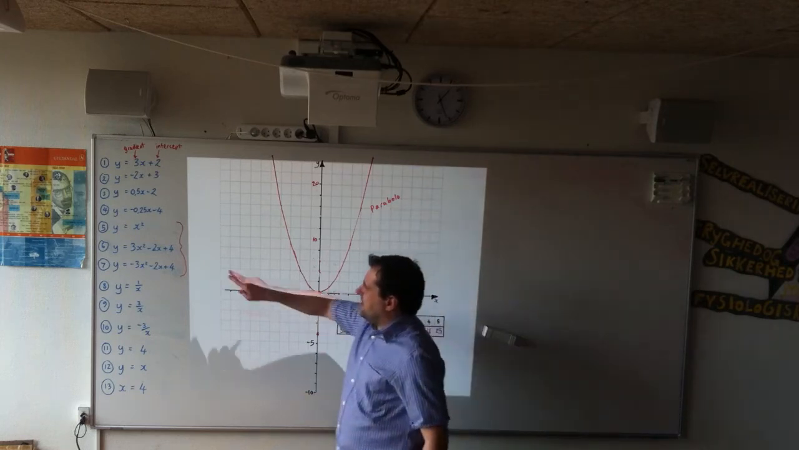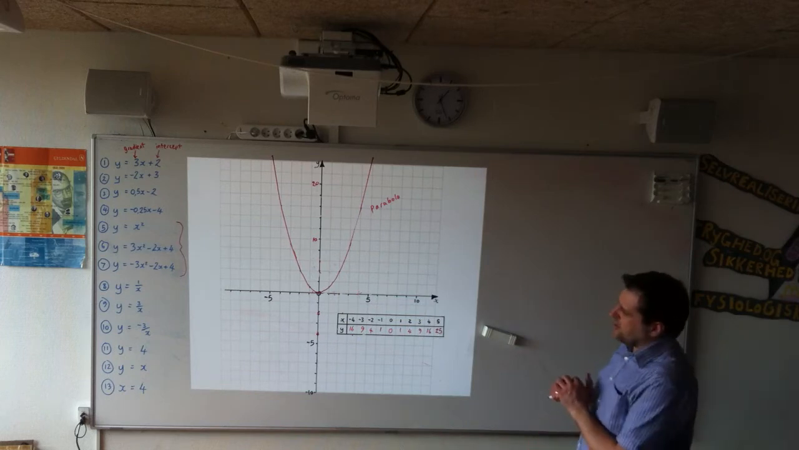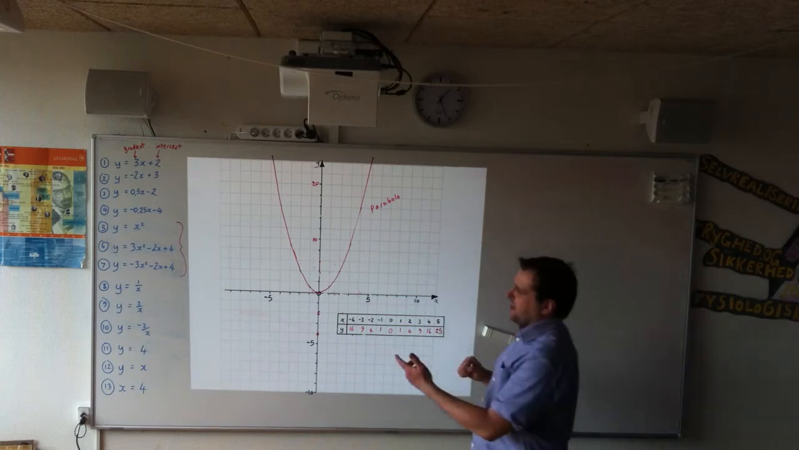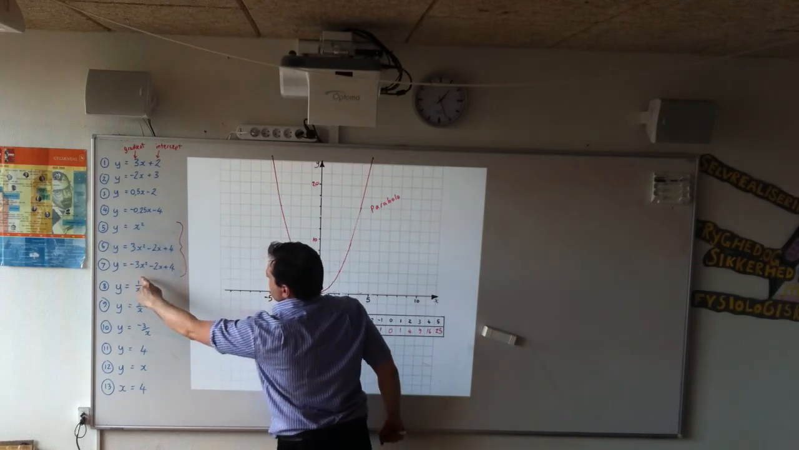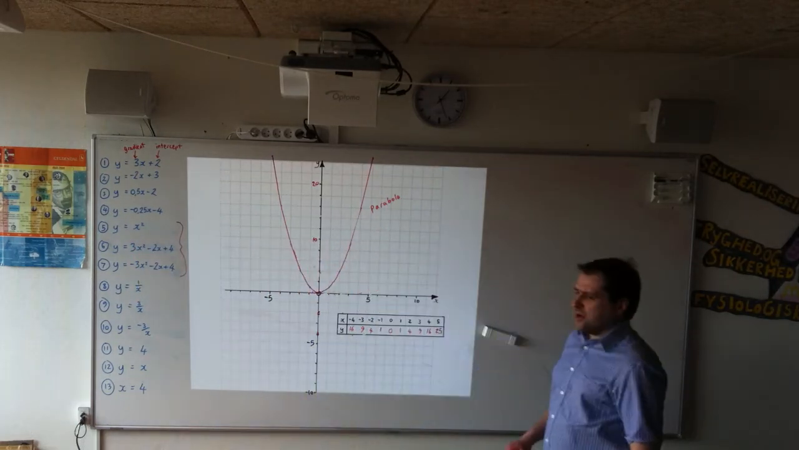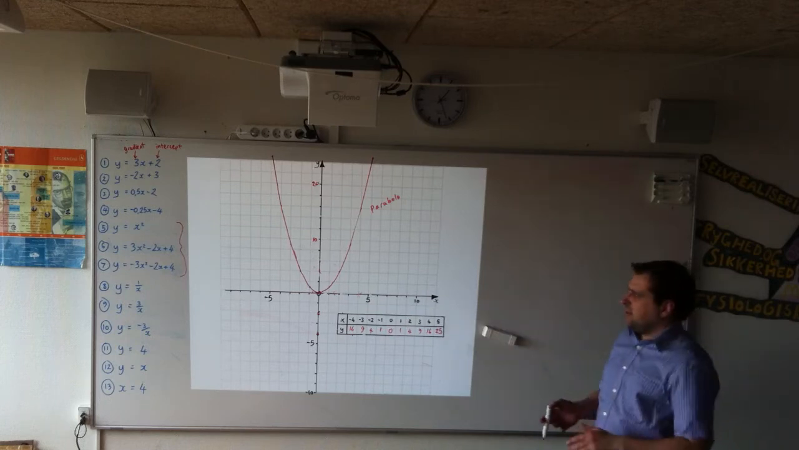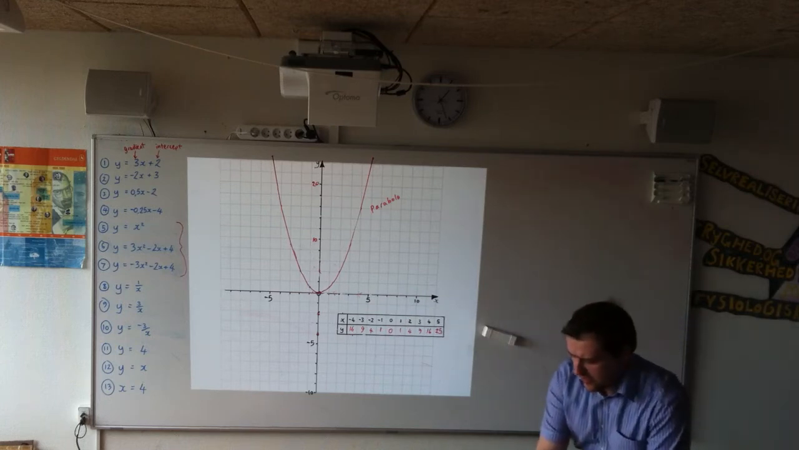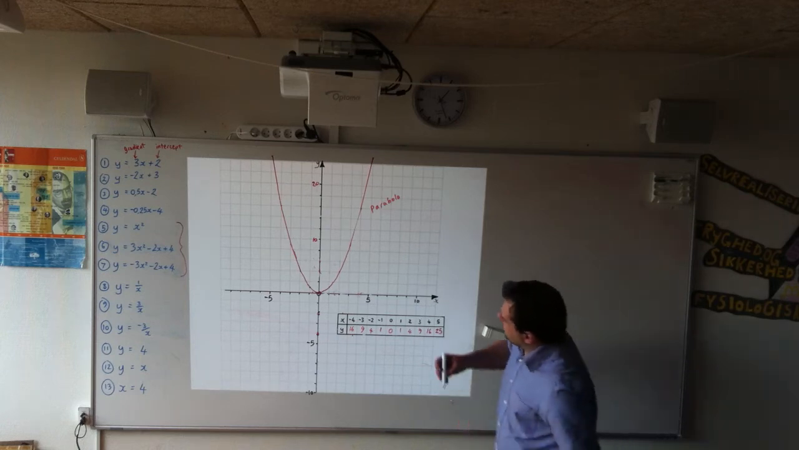All of these are going to be the same kind of curve, as long as the highest power in the thing is x squared, so like x squared here, 3x squared, minus 3x squared, they're all going to have the same basic shape. It might be a bit stretched or a bit flat, but it's all the same family of curves. So that's y equals x squared.